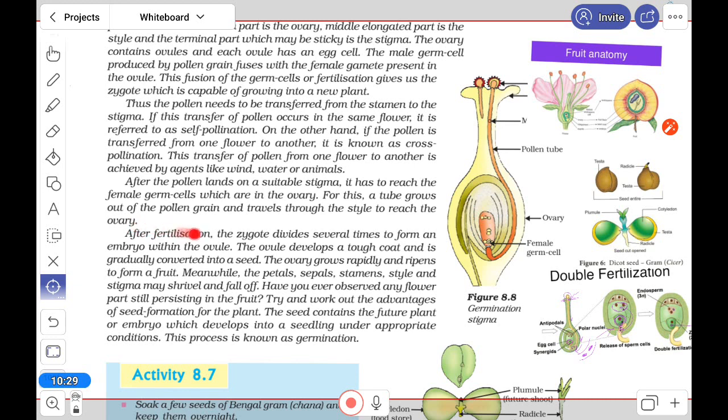Just after fertilization, the zygote divides several times to form an embryo, which I already told you, within the ovule. The ovule develops a tough coat and gradually converts into seed. Okay, so that you have to see. The ovary grows rapidly and ripens to form a fruit. And petal, sepal, all these parts degenerate and fall off. So let's see this part in this way.